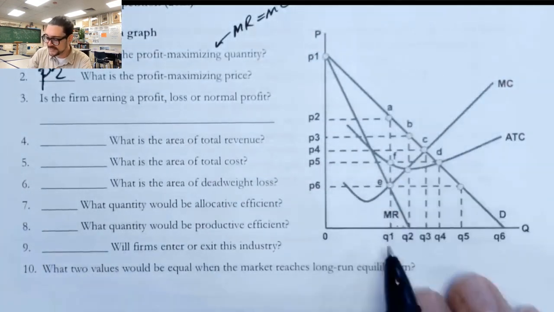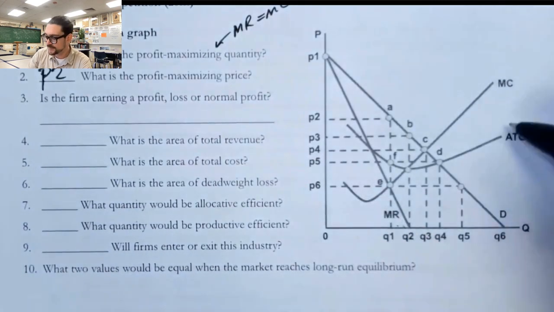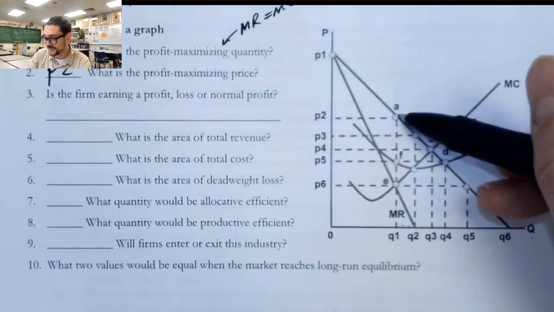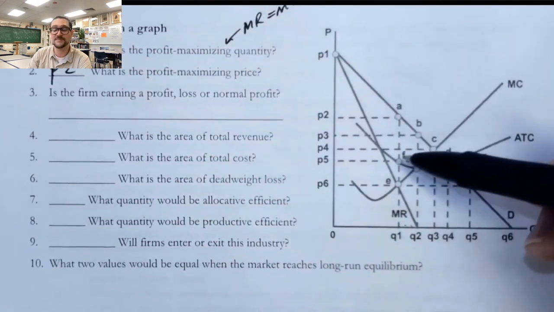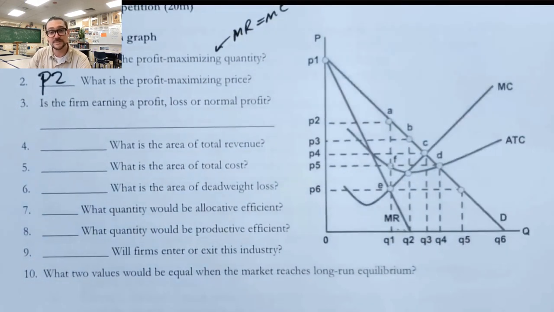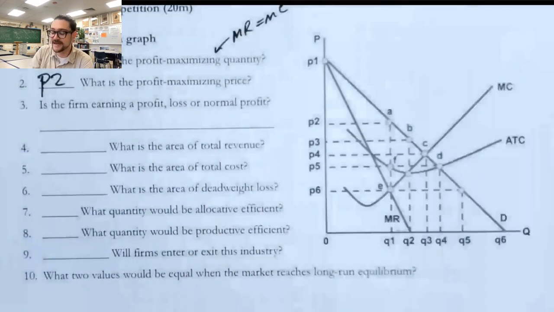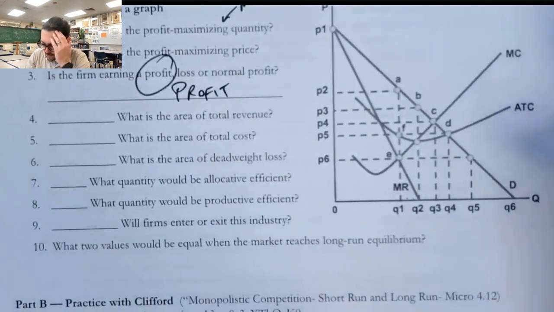Now, at that price, are they earning a profit or loss or breaking even? Well, we can compare the price P2 at point A, at Q1, to the ATC, which happens to intercept at F. That P5, that's less than P2, so we know they're earning a profit.